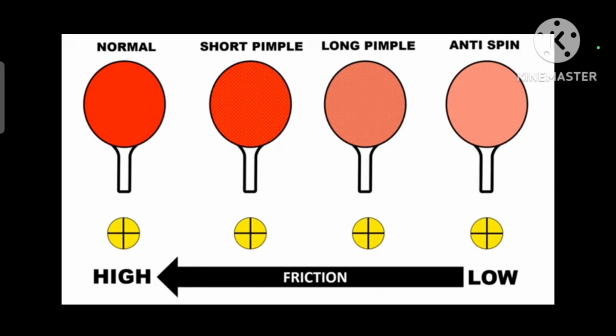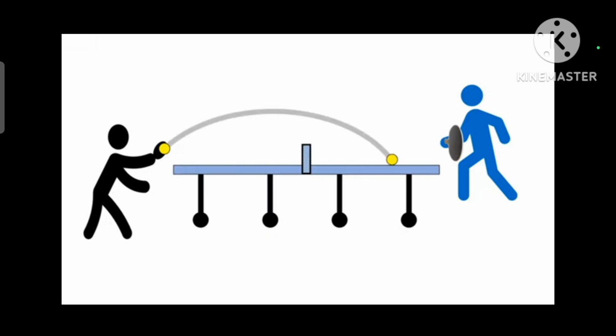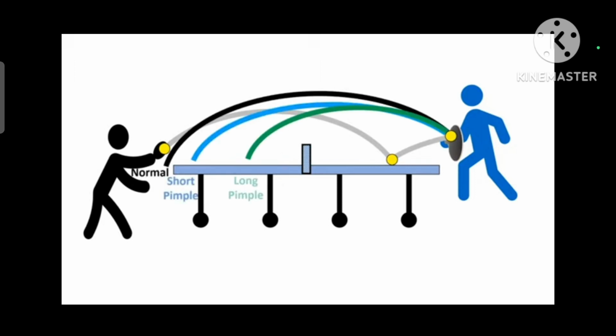Here we see that if you hit a topspin shot, depending upon your opponent's bat, the ball can land at a different location. If normal, if short pimple, and if using anti-spin, the ball can bounce at a different location. So you need to adjust for the topspin, backspin, and what kind of bat your opponent is using. All these things need to be taken into consideration.